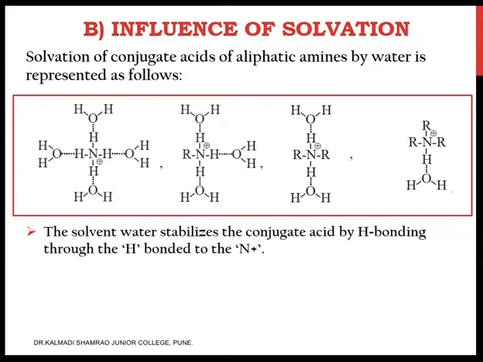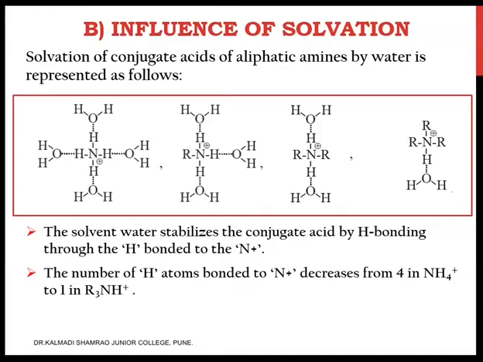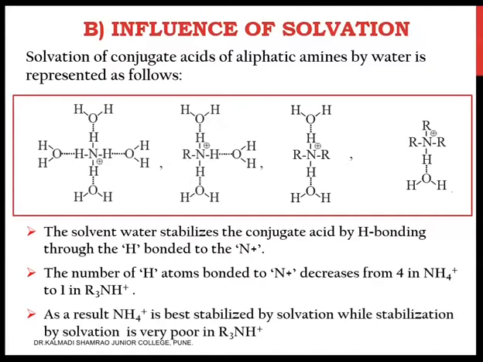Now the solvent water stabilizes the conjugate acid by hydrogen bonding through the hydrogen bonded to the N+ ion. The number of hydrogen atoms bonded to the N+ ion will decrease from 4 hydrogens in the NH4+ ion to 1 hydrogen in the conjugate acid of a tertiary amine. As a result, NH4+ is best stabilized by solvation, while stabilization by solvation is very poor in the tertiary amine, that is R3NH+.